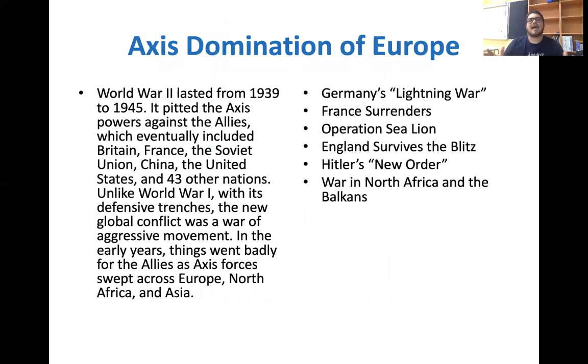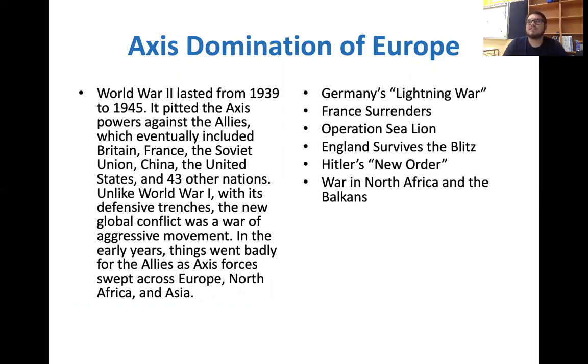So let's get started with the Axis domination of Europe. World War II lasted from 1939 to 1945. It pitted the Axis powers against the Allies, which eventually included Britain, France, the Soviet Union, China, the United States, and 43 other nations. So remember that, 43 other nations. Unlike World War I, with its defensive trenches, the new global conflict was a war of aggressive movement. In the early years, things went badly for the Allies as Axis forces swept across Europe, North Africa, and Asia.